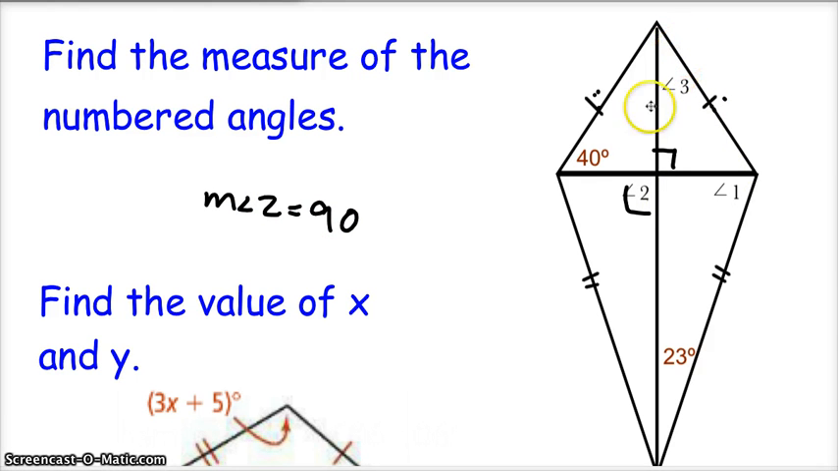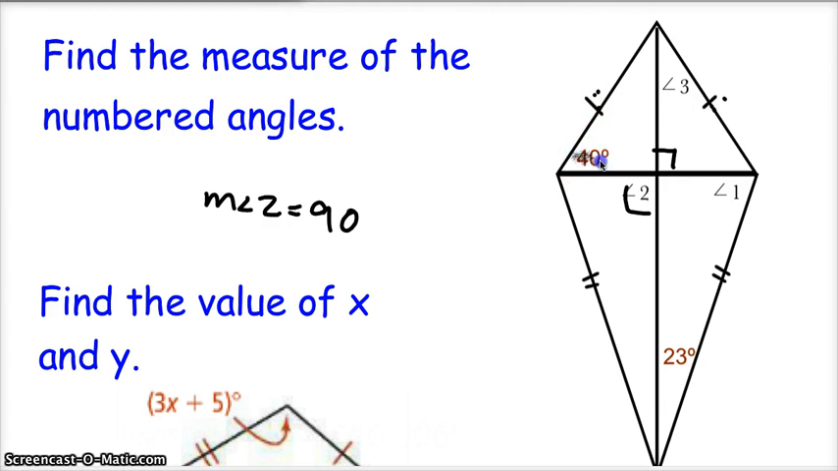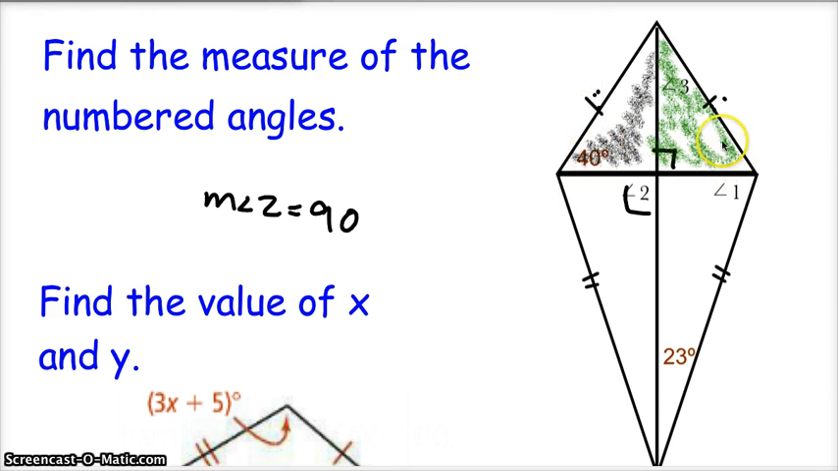Let's see here. If this angle over here is 40, think about the idea of reflecting. This triangle right here is going to be equal to this triangle over here. Think about folding on top of itself. So if this is 40, this is also 40.